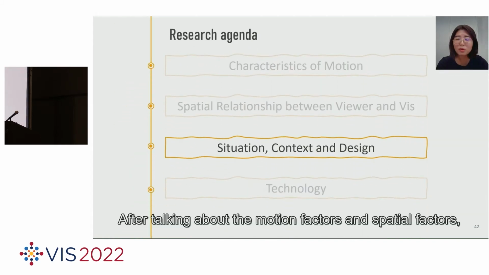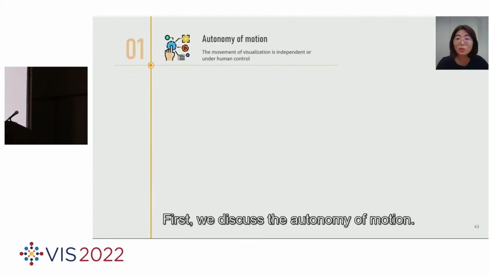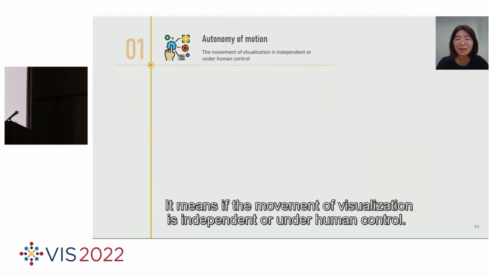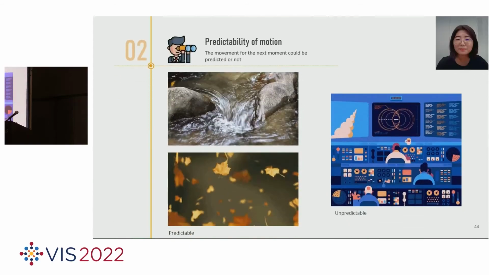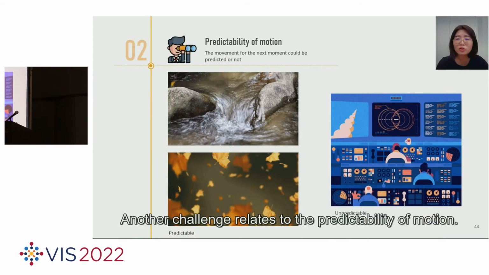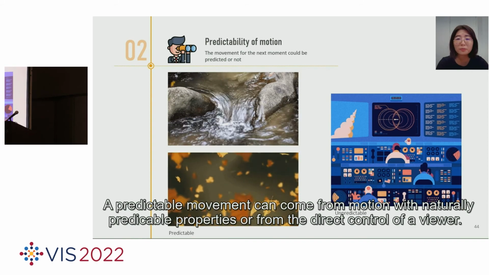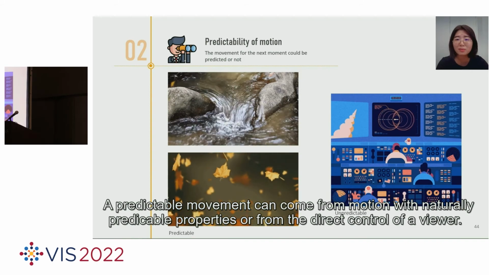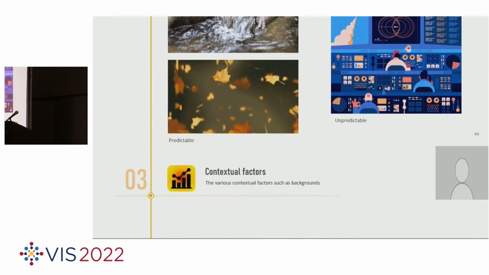After talking about the motion factors and the spatial factors, now we turn to challenges related to visualization usage and design. First, we discuss the autonomy of motion. It means if the movement of visualization is independent or under human control. Another challenge relates to the predictability of motion. A predictable movement can come from motion with naturally predictable properties or from the direct control of a viewer.